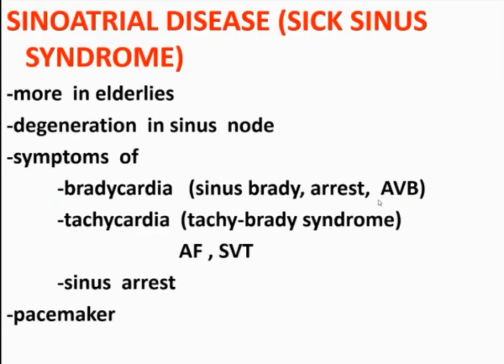Now we'll talk about the first category in the bradyarrhythmia lecture, which is the sinoatrial disease, sick sinus syndrome. As you know, the sinus node is the pacemaker of the heart, so it begins the electrical impulse from the rest of the heart. It is located at the uppermost lateral right atrium near to the superior vena cava.